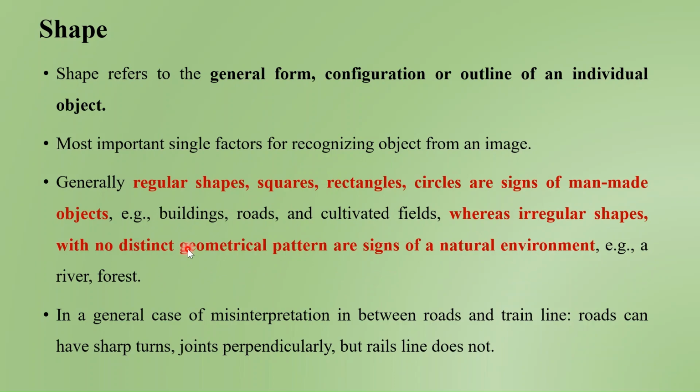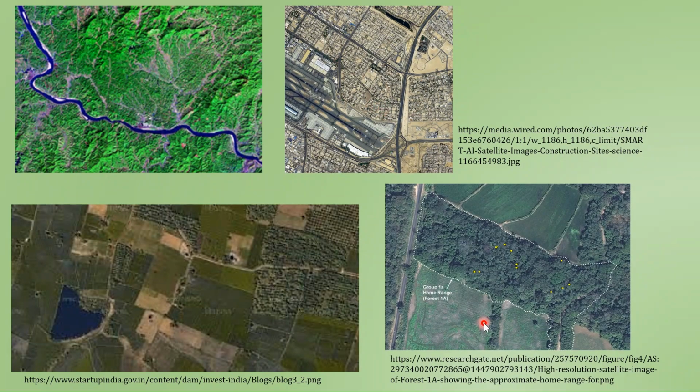They do not have any distinct geometrical pattern. So in the man-made features also, there is a chance of misinterpretation, because if there is any road or train line, it will look straight. But in the case of roads, it may have sharp turns which are joined perpendicularly. But the railway lines do not have perpendicular interconnection in between. Here we have some examples to understand this particular element.